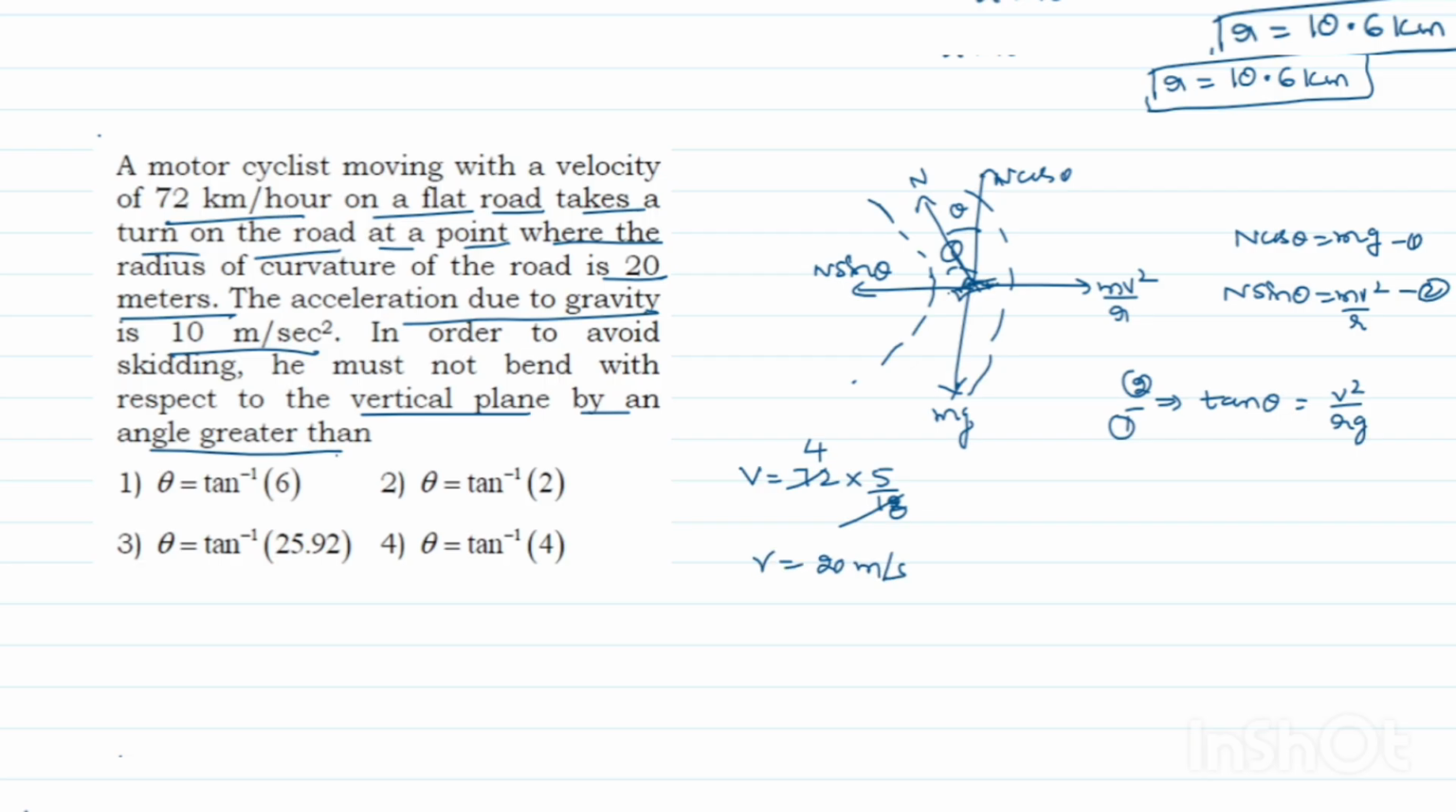Kilometer per hour is a practical unit. It is neither an SI unit nor a CGS unit. You need to convert into SI units. So tan theta will be equal to v square, in the sense 20 into 20, by the radius, which is given as 20 meters, and the g value you can take as 10. The 20 gets cancelled, 10 two times. So theta equals tan inverse 2. This is the correct answer.